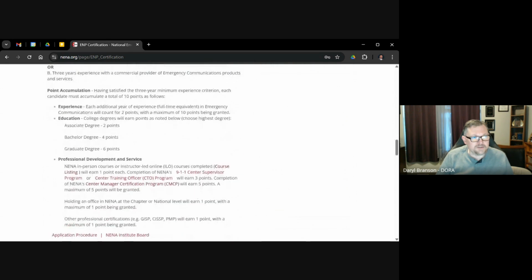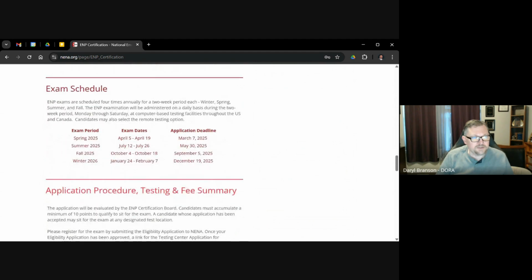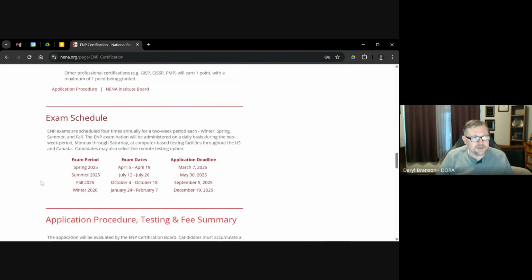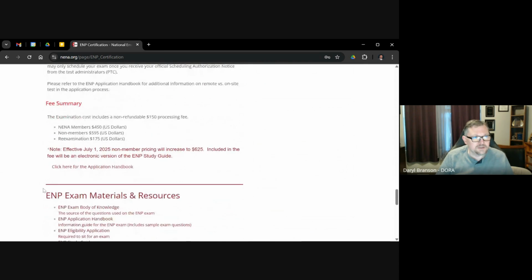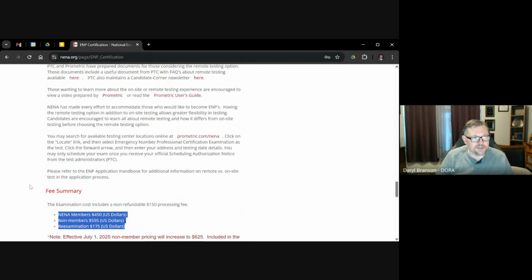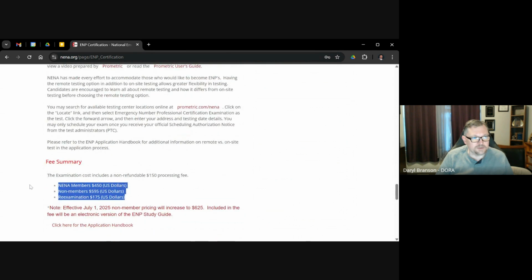This talks about the things you have to do to be eligible. Here's the exam schedule. They've got it broken out by quarter, so we've got exam periods now, whereas they used to have specific dates for each test. The application procedure. Here are the fees. It is a little pricey for some people, but hopefully your local agency will see the benefit and help fund it for you, so you don't have to fund it yourself.